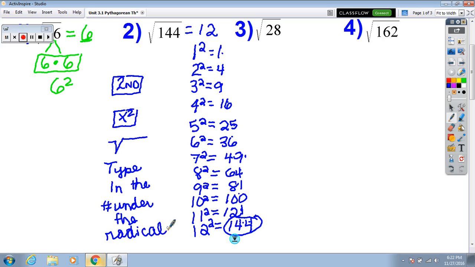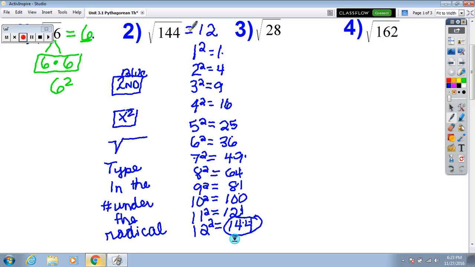Excuse my handwriting because I'm getting used to writing on this board. So if you do second, which is your blue button, x squared, and then type in the number that's under the radical, it will give you an answer. Now, if you get an answer that's a decimal, that means you have to go back and simplify it, because most of your answers on your CDA are not given in decimal form. But if you get a whole number, like we did here with 6 and 144, you can go ahead and write that answer down.